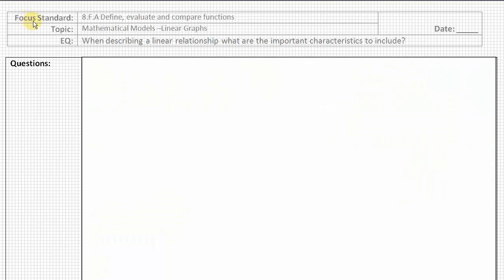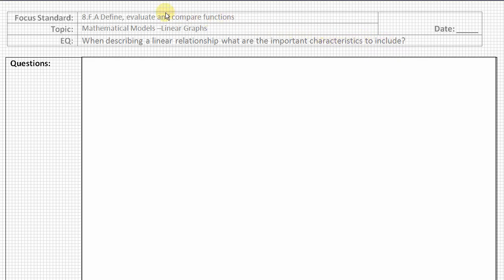The focus standard for today's lesson is from Grade 8 Functions, Standard A, Define, Evaluate, and Compare Functions. The topic for this lesson is from our Mathematical Models unit, Linear Graphs. Our central question is, when describing a linear relationship, what are the important characteristics to include?